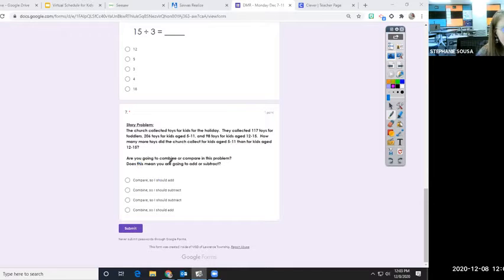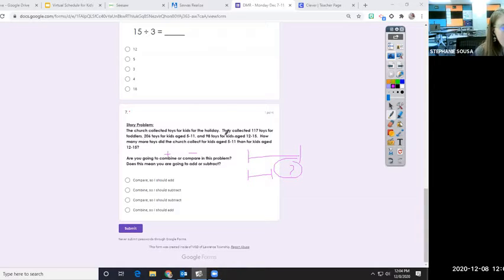And does this mean you add or subtract? Combine means to put together. So if we are combining, we are adding. Compare means to see how many more and how many less and what's missing. So this would be a subtraction equation.